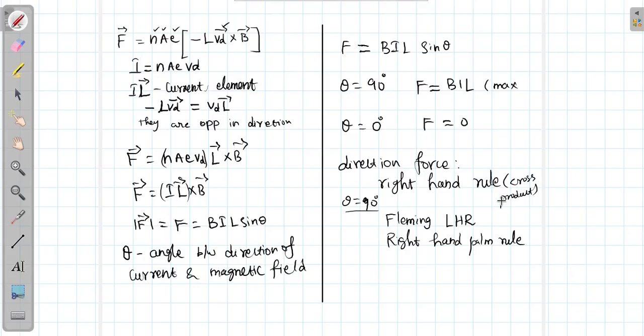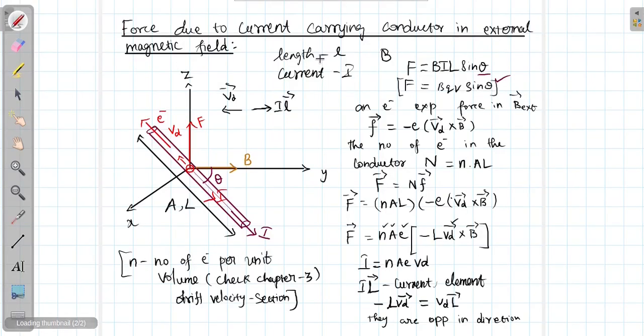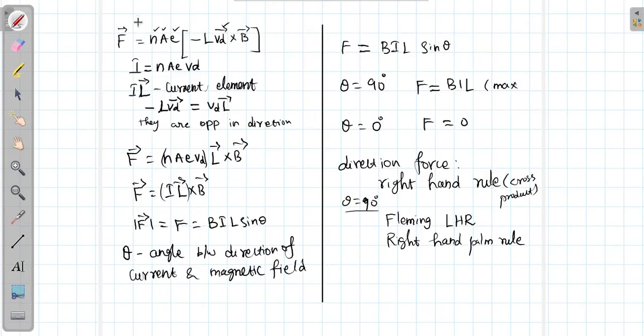Now the next question is force due to two parallel current carrying conductors. That question is a board exam question.